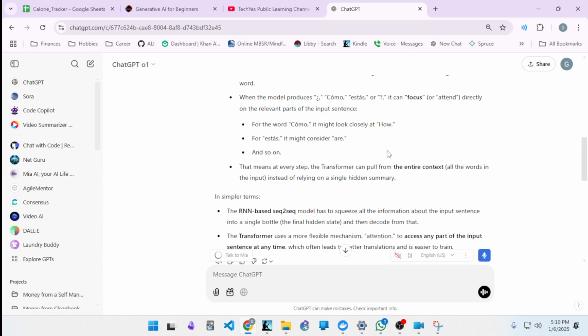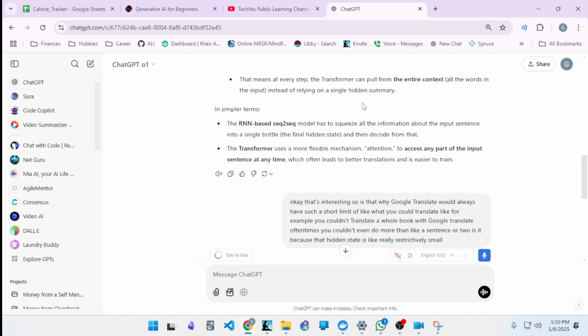Okay, so the old version, the RNN-based seq2seq architecture, has to squeeze all the information about the input sequence into a single bottle, the final hidden state, and then decode from that. The transformer uses a more flexible mechanism, attention, to access any part of the input sequence at any time, which often leads to better translations and is easier to train.